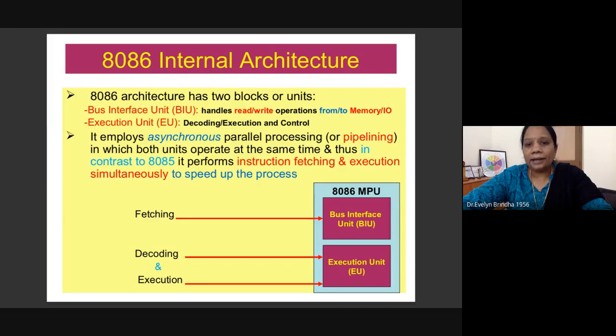The other term for it is pipelining. This is not there in 8085, but it is introduced in 8086. Today's processors have a very high level of pipelining, but this was the first processor which introduced the concept of pipelining. Have you understood what is pipelining?